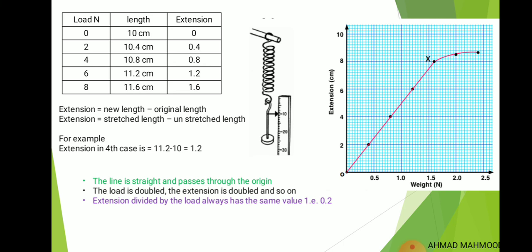Okay, the line is straight and passes through the origin. This is the observation of the experiment. The load is doubled, the extension is doubled, and so on. Extension divided by the load has the constant value of 0.2. If we divide 0.4 by 2, it is 0.2. If we divide 0.8 by 4, it will be 0.2. If we divide 1.2 by 6, it will be 0.2. So extension divided by load always has the same value.